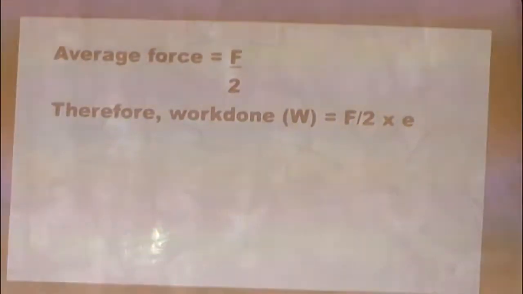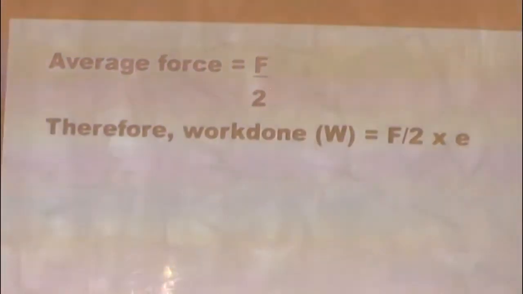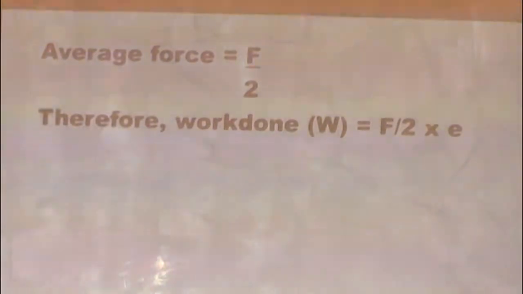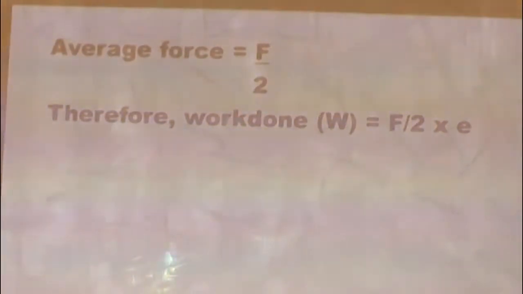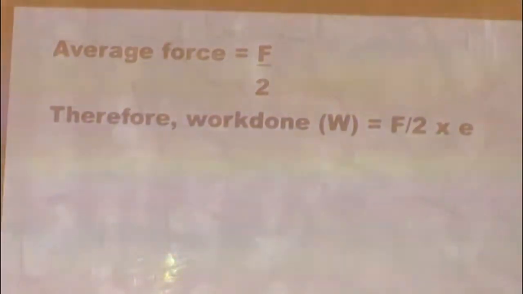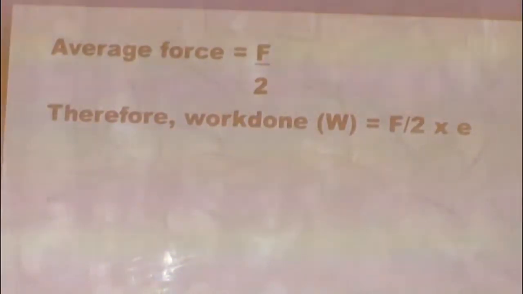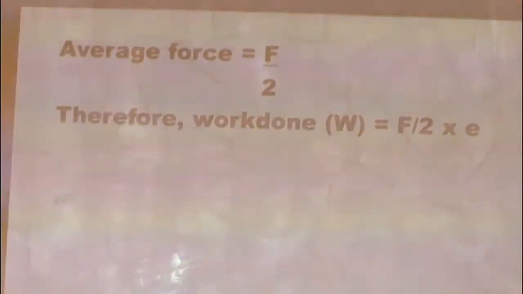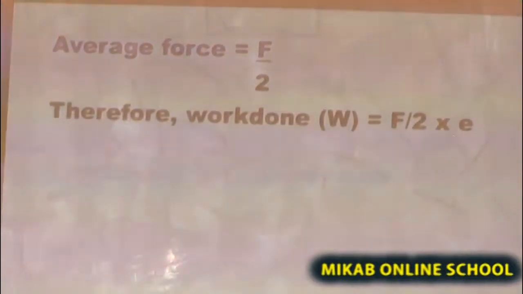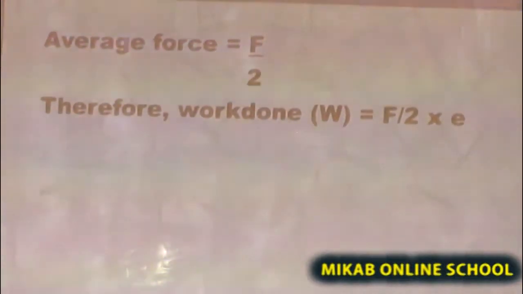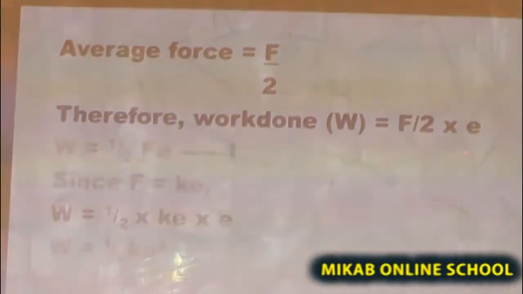Then what we are going to have as our average force will be equal to what? F all over 2. Then substitute what we have back into our previous equation. We now have work done, which is W, equal to F all over 2 multiplied by extension. Because we said our work done equals the product of what? Average force and extension. The product means multiplication. What we have as our average force is F all over 2, and our extension is E. Therefore, work done, which is W, equals F all over 2 multiplied by E.